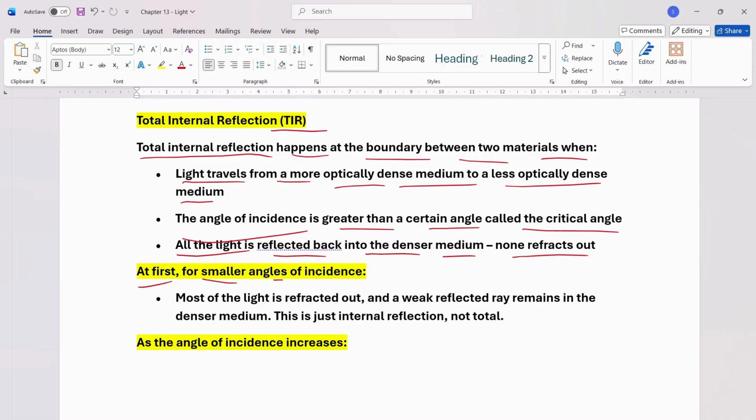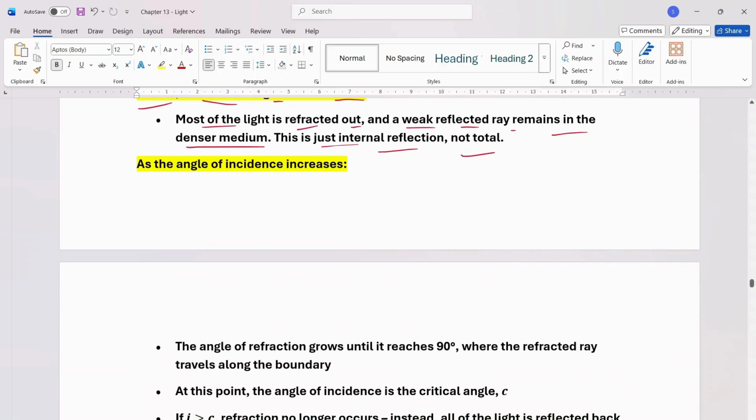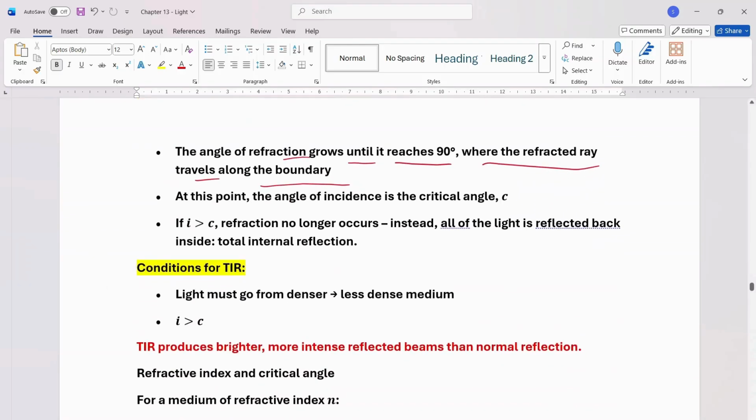At first, for smaller angles of incidence, most of the light is refracted out and a weak reflected ray remains in the denser medium. This is just internal reflection, not total. As the angle of incidence increases, the angle of refraction grows until it reaches 90 degrees, when the refracted ray travels along the boundary. At this point, the angle of incidence is the critical angle C.